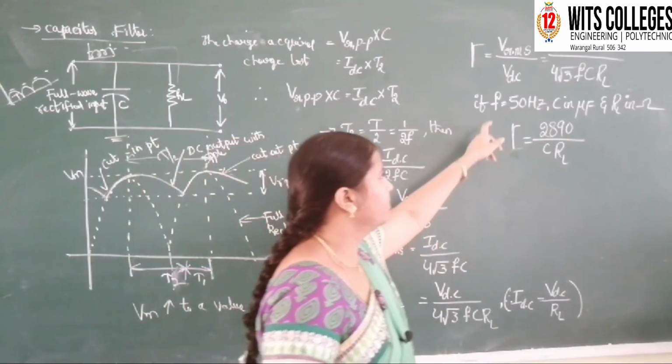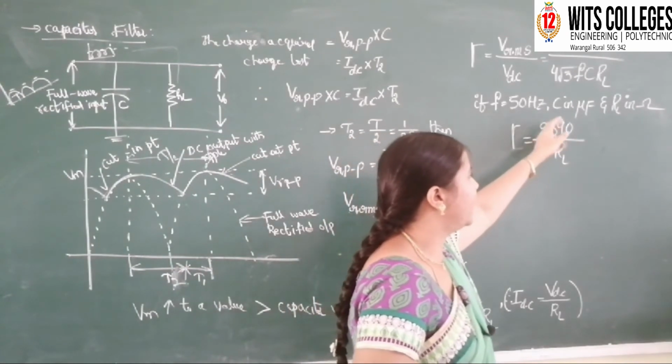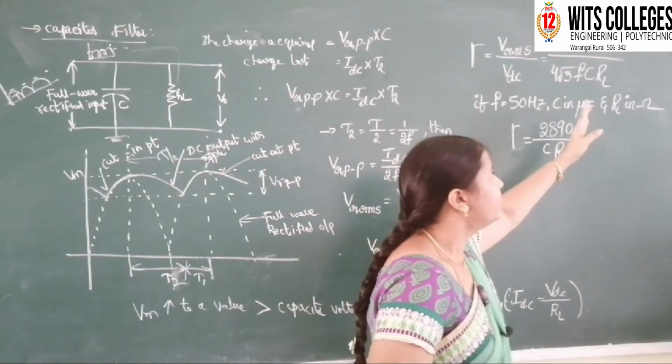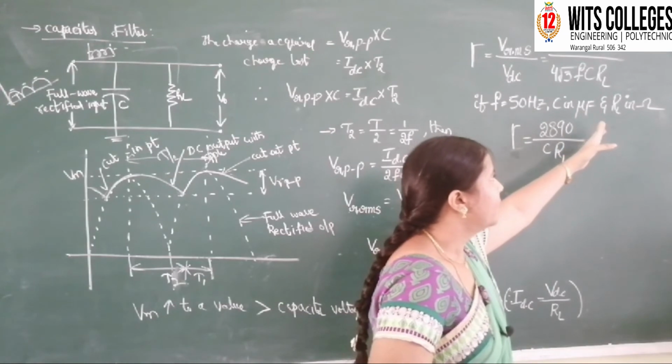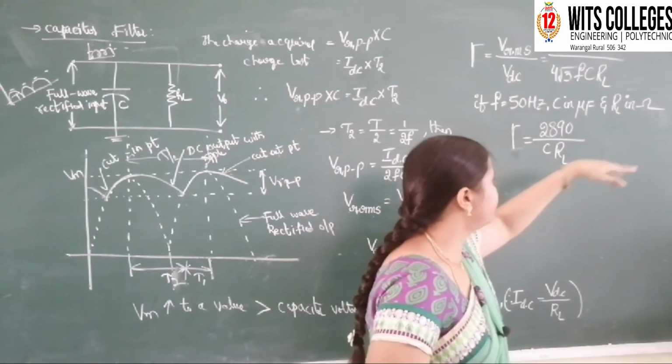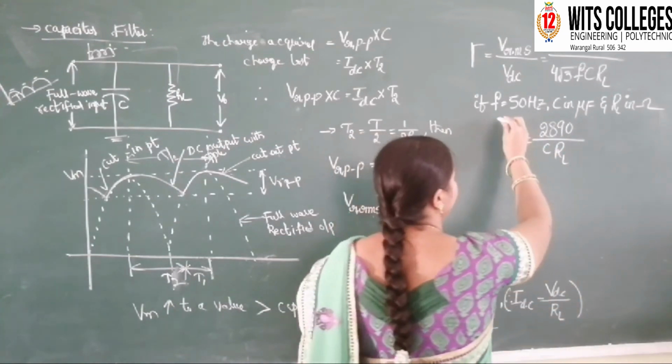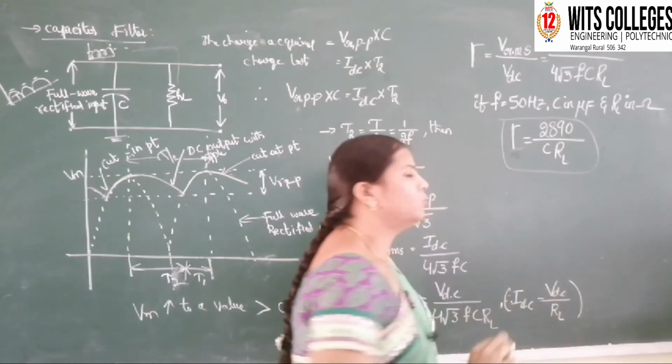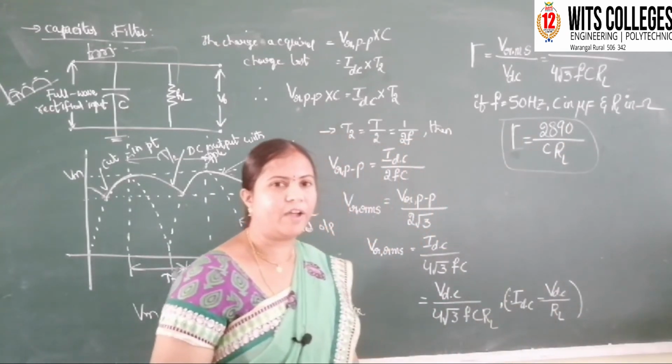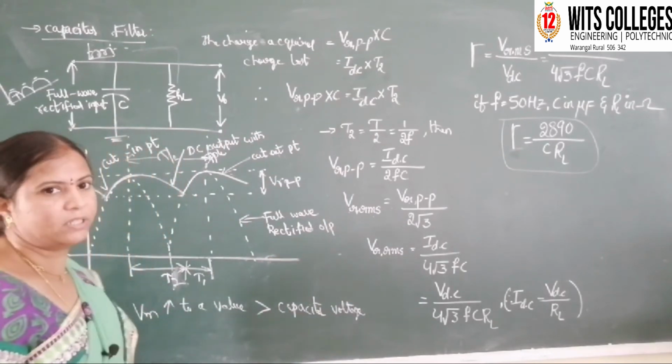If you substitute frequency value as 50 Hz, capacitor value in microfarads and load resistance value in ohms, you will get the ripple factor as 280 by C into RL. So this is the ripple factor calculation of the capacitor filter.